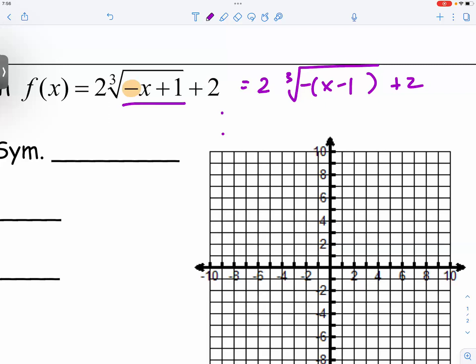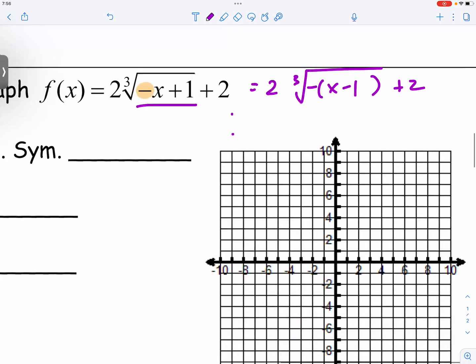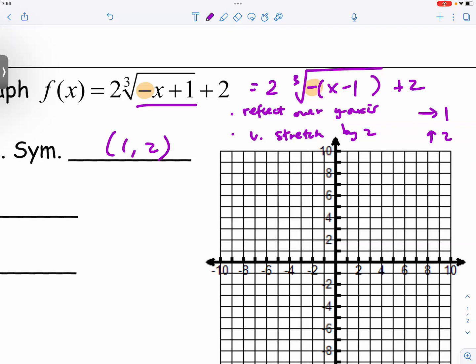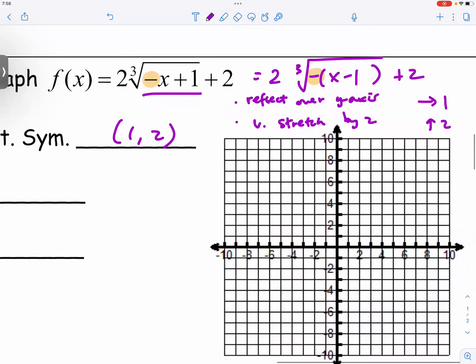All right, how many transformations right here? I think there are a total of 4 transformations. So clearly we have a reflection over the y-axis because of the negative right here. We have a vertical stretch by 2. We move to the right 1 unit and up 2 units. So therefore, our rotational symmetry would be at 1, 2. 1, 2 it is right here. And then it's a reflection over the y-axis.